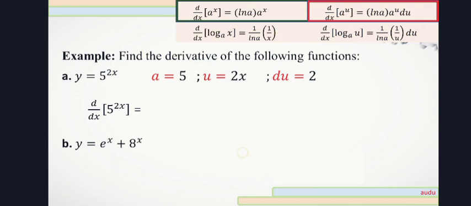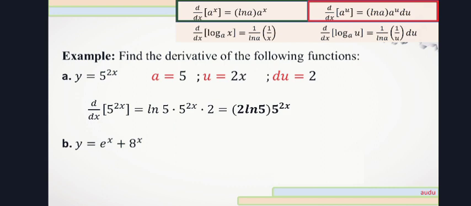That is inverse of a times a raised to u times derivative of u. Then we will simplify. The answer is 2 times the inverse of 5 times the 5 raised to 2x. Take note na hindi natin pwedeng samahin yung 2 times 5 ng inverse. Okay? Iba po yung magiging sagot nito. So the answer is 2 inverse 5 times 5 raised to 2x.